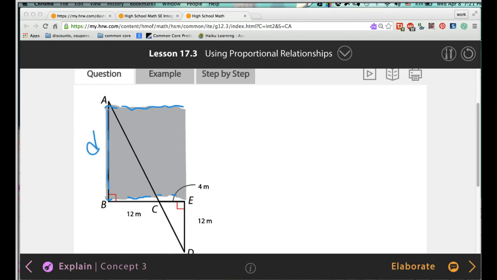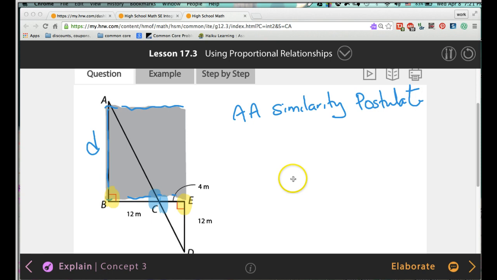And you know that these two triangles are similar to each other because look, these two angles are the same. And I don't know if you noticed this, but this angle here and this angle here are vertical angles, so those two angles are the same. So this big triangle and this small triangle are similar to each other based on the AA similarity postulate, okay? So you can set it up the same way, okay?